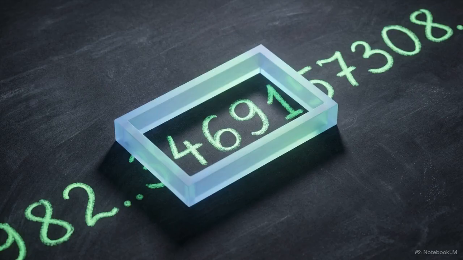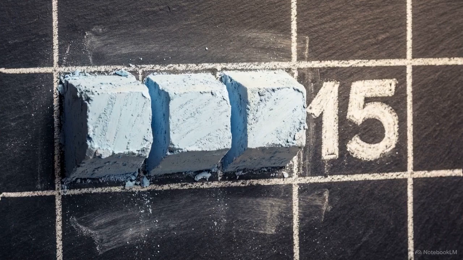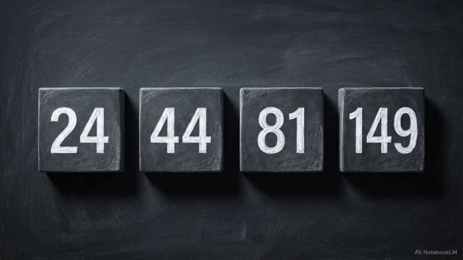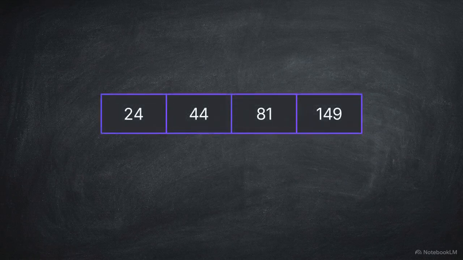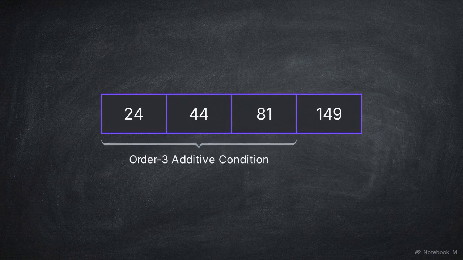We apply this hinge to a specific numerical sequence, the Tribonacci window. The Tribonacci sequence operates by adding the previous 3 terms together to generate the next one. We will use the specific window of 24, 44, 81, and 149. Here we have 4 distinct sequential blocks. The bracket grouping the first 3 values shows the order 3 additive condition. 24 plus 44 plus 81 equals exactly 149.